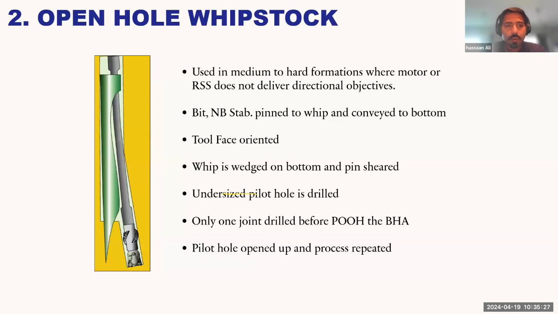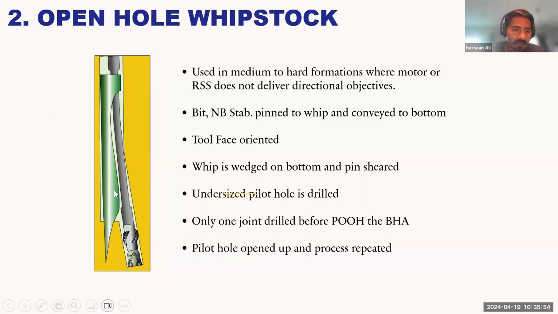The other one is called the open hole whipstock. Essentially, this is what we call a bottom hole assembly. It is used in medium to hard formations where your rotary steerable or your PDM, which is a positive displacement motor, we are going to talk about that in the next slide, won't be able to get the directional objectives.